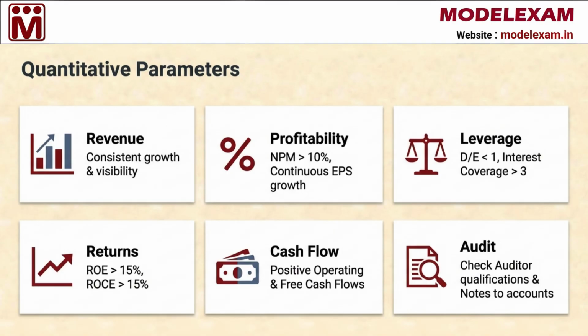For leverage, which is debt, we want a debt to equity ratio of less than 1 and an interest coverage ratio greater than 3. For returns, we look for a return on equity greater than 15%. We also need to see positive operating and free cash flows. Finally, always check the audit reports for any qualifications or red flags in the notes.